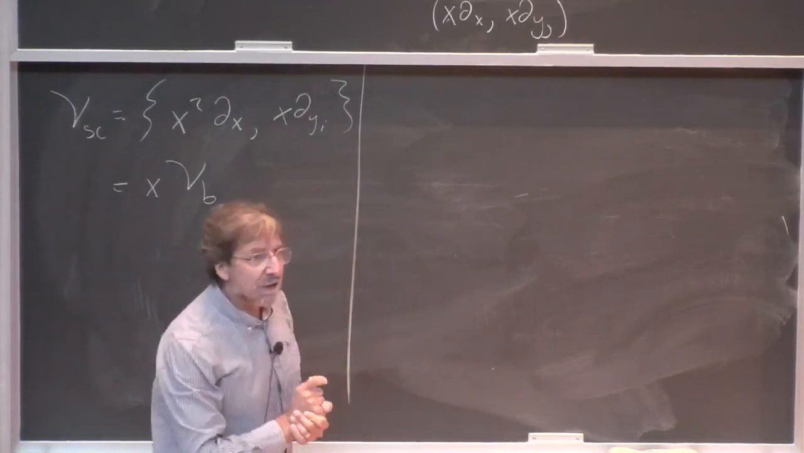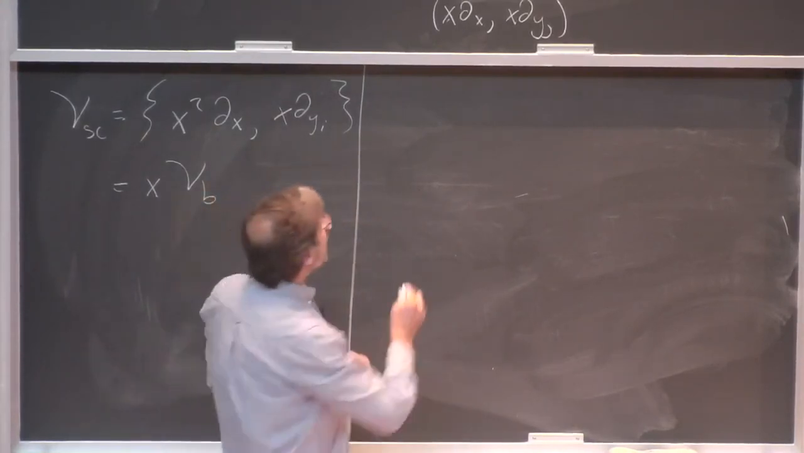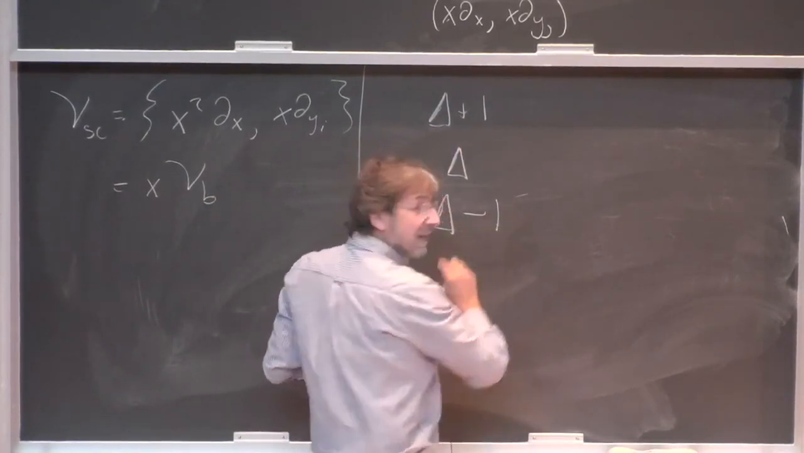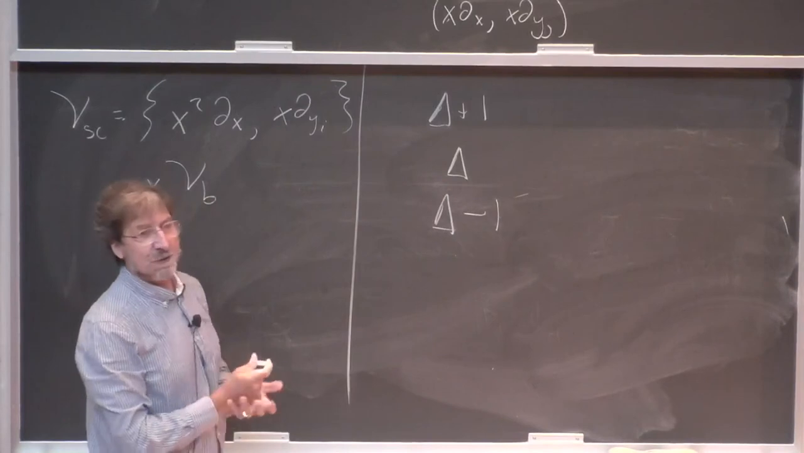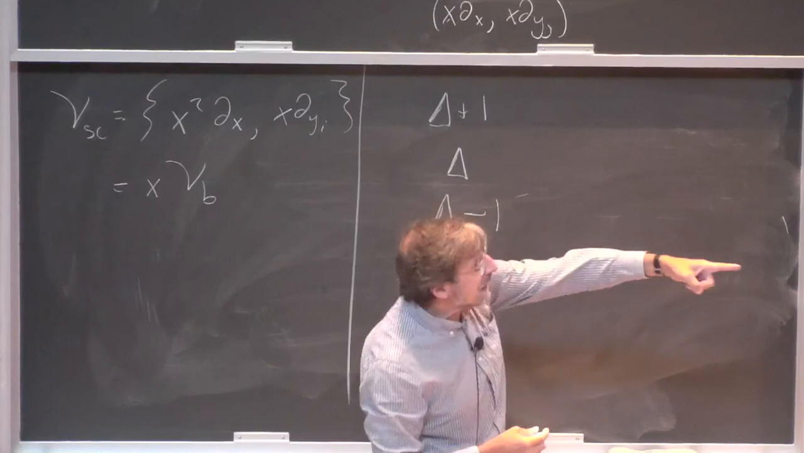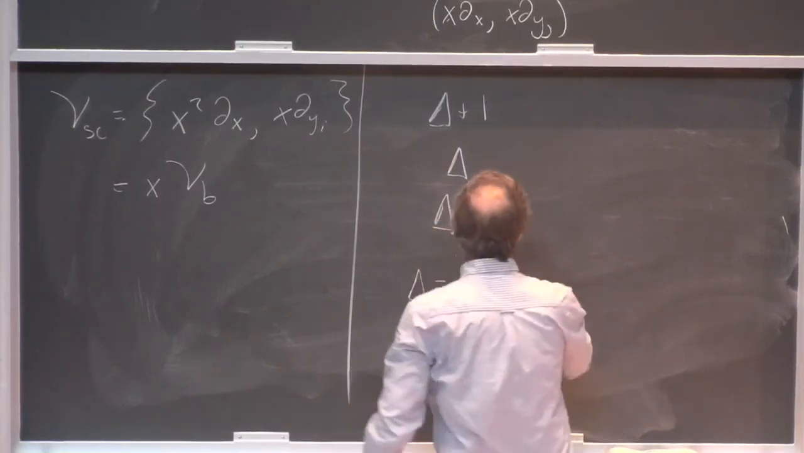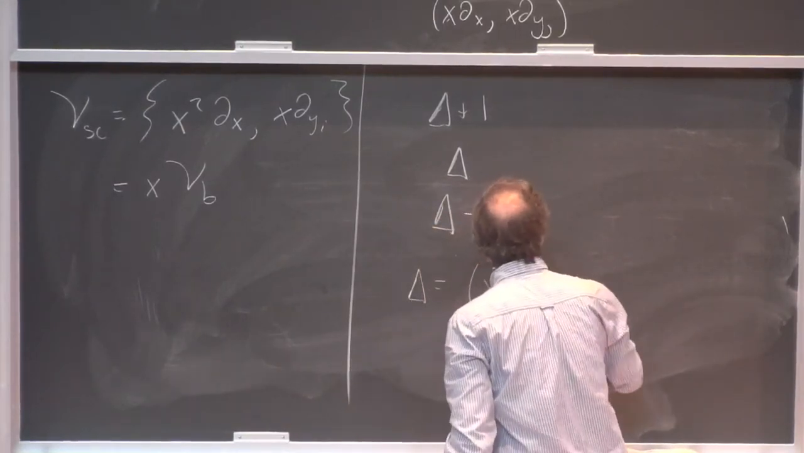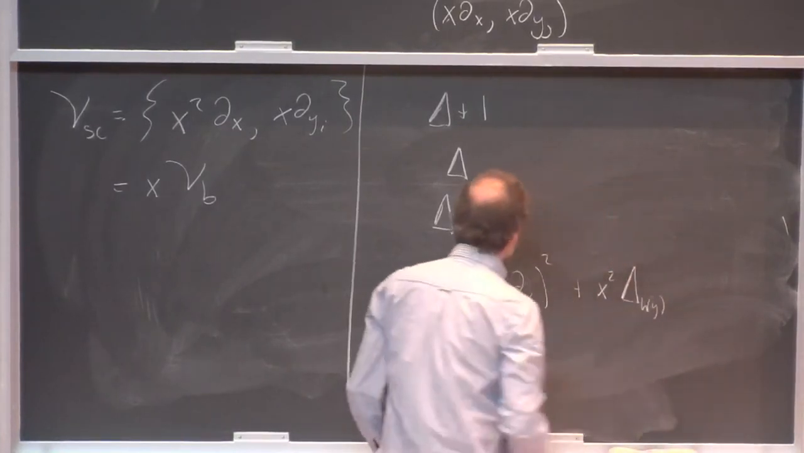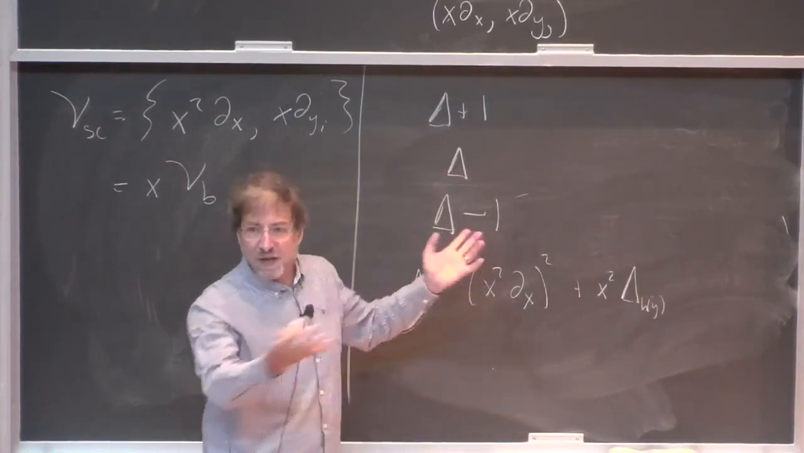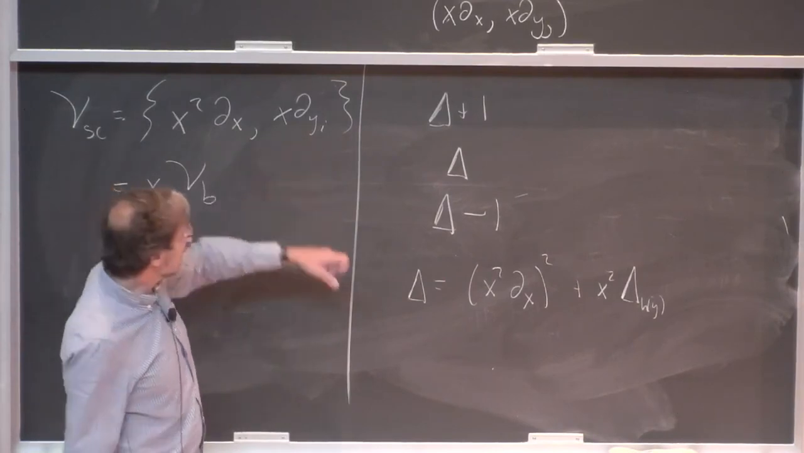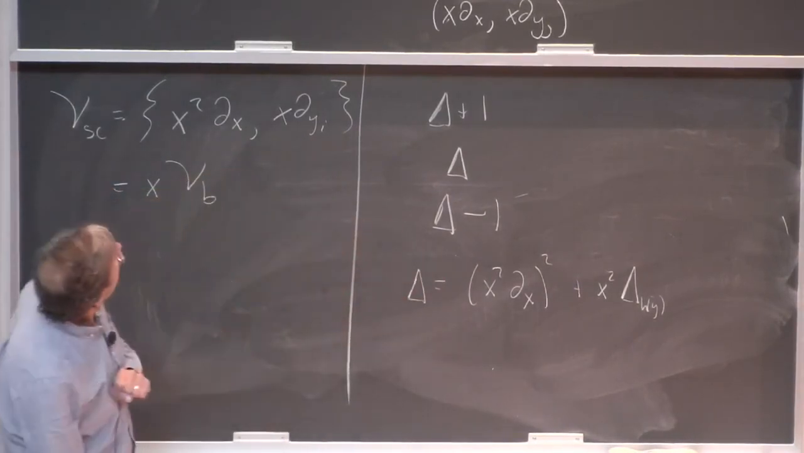Now let's tell this tale of three operators: Laplacian plus one, Laplacian, and Laplacian minus one. My choice of Laplacian is the wrong sign one. Roughly speaking, what should the Laplacian look like with respect to that metric? It looks like (x squared d/dx) quantity squared plus x squared Laplacian_h of y. This is the model, and of course there are higher order terms; in general it's an elliptic combination of these vector fields. But I'm taking the plus sign here. So that's the error of my ways.